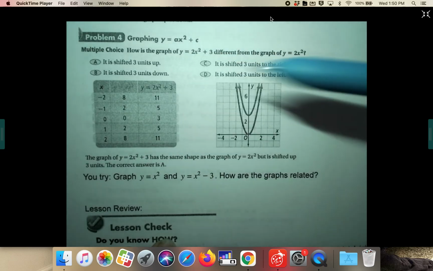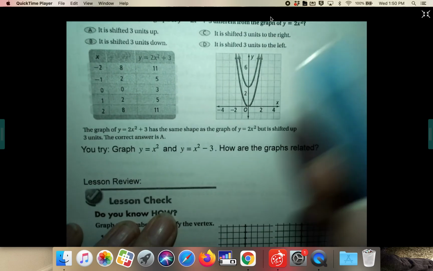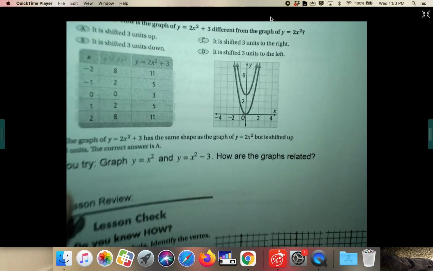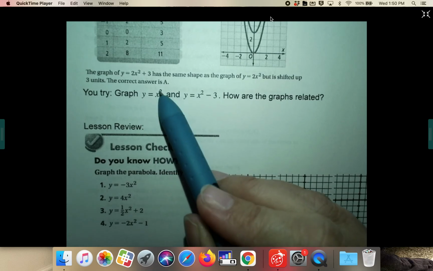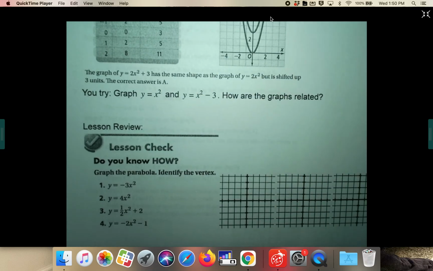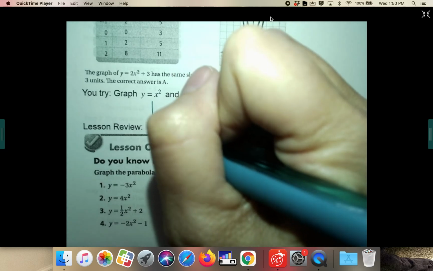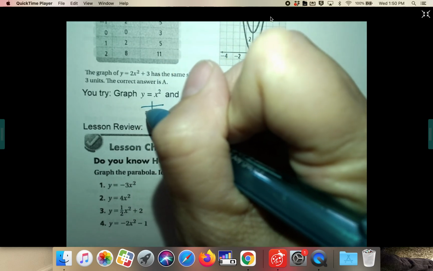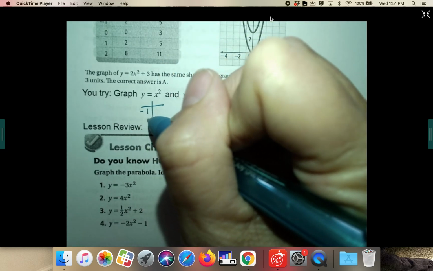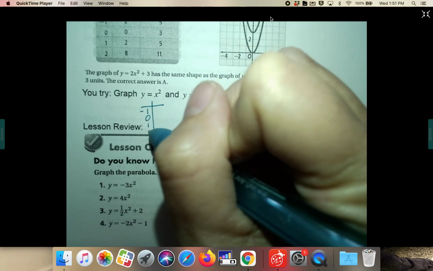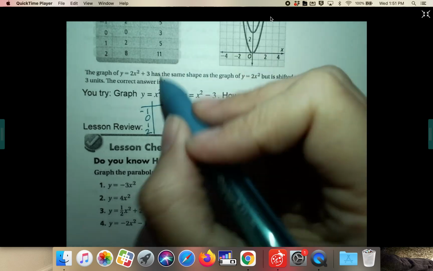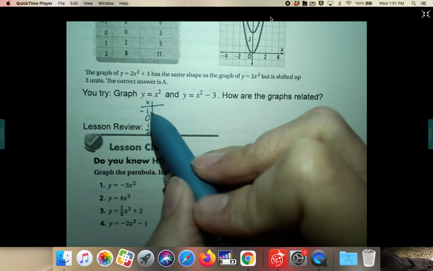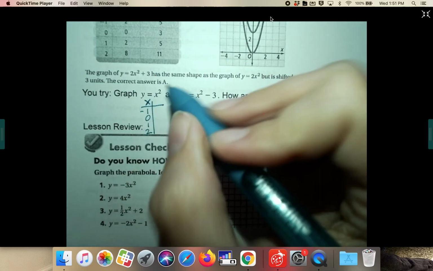Okay, and they worked all this out for you, and you can see it, but I want us to try to talk about how these would be related. Let's go ahead and graph y equals x squared, which is the parent function, and if you're not sure how to do that, you make a quick mini table. Let's just pick -1, 0, 1. We might have to pick 2. So -1 is x.